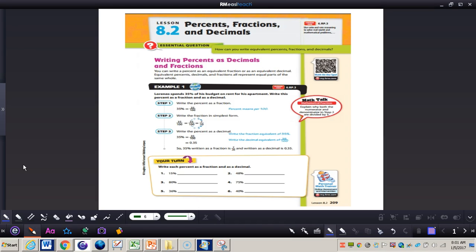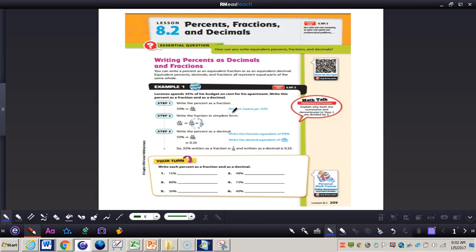It says Lorenzo spends 35% of his budget on rent for his apartment. Write this percent as a fraction and as a decimal. So we have 35%, and first of all, we can write the percent as a fraction. It's important to remember from yesterday's lesson, or from 8.1, that percent is always out of 100. So whatever percentage it is, it's very simple to write it as a fraction. So 35% is 35 over 100. If it's 75%, it's 75 over 100. Remember, percent means per 100. So it's very easy to take a percent and put it into a fraction.